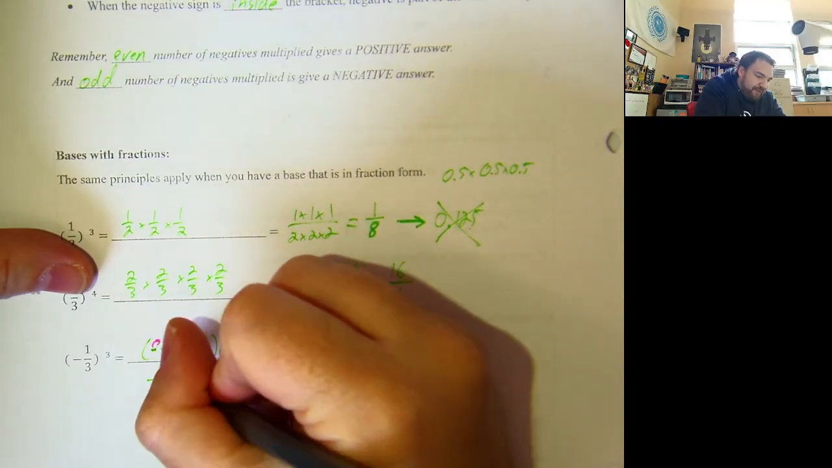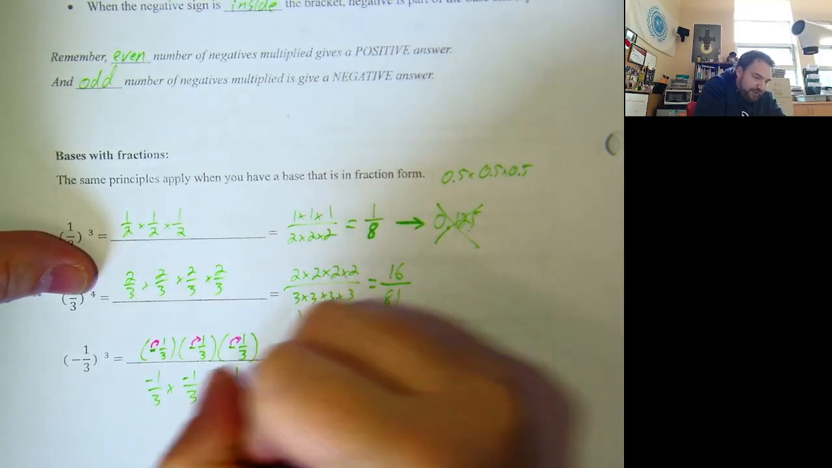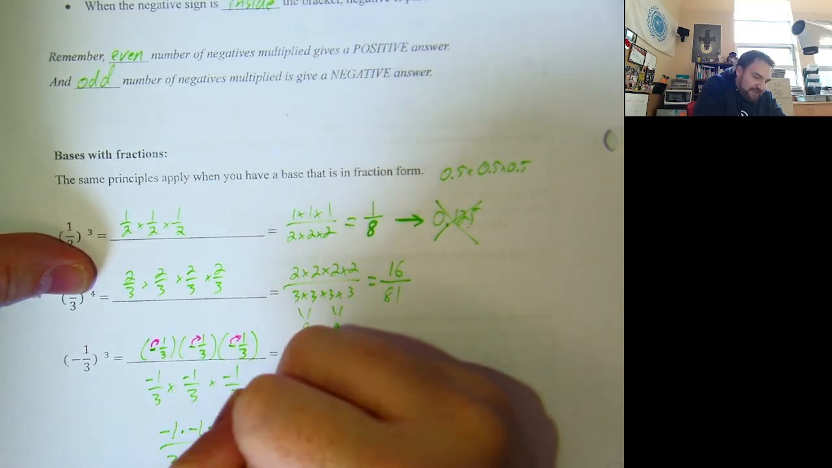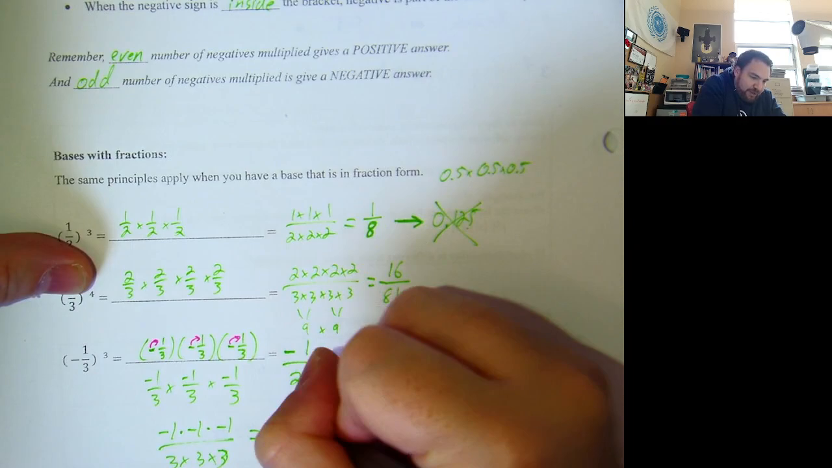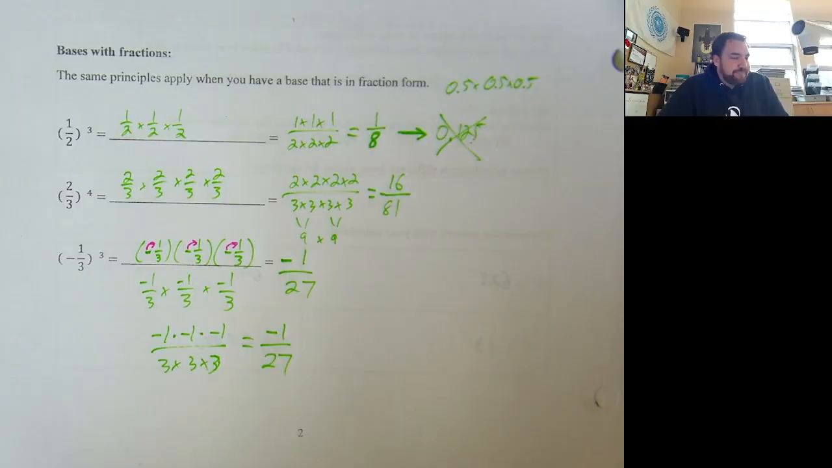So this would become negative 1 over 3 times negative 1 over 3 times negative 1 over 3, which would give you negative 1 times negative 1 times negative 1 over 3 times 3 times 3, which would give you negative 1 over 27. The result is the same. Why would it be negative 1 if it's multiplied 3 times? Because if it's negative 1 times negative 1, then it's positive. I think you just answered your question. You just answered your own question, which I love when that happens. As soon as you say it out loud, you're like, oh yeah. Happens to me all the time.